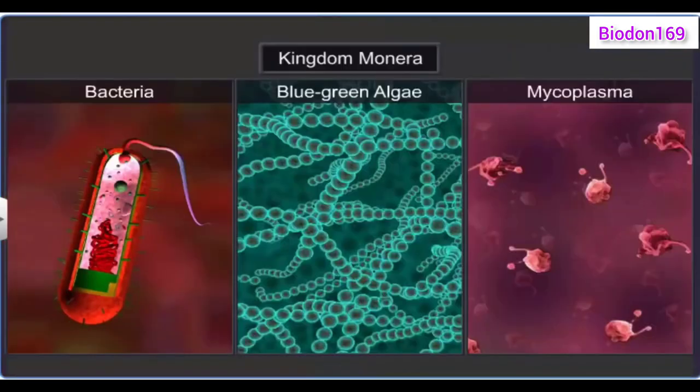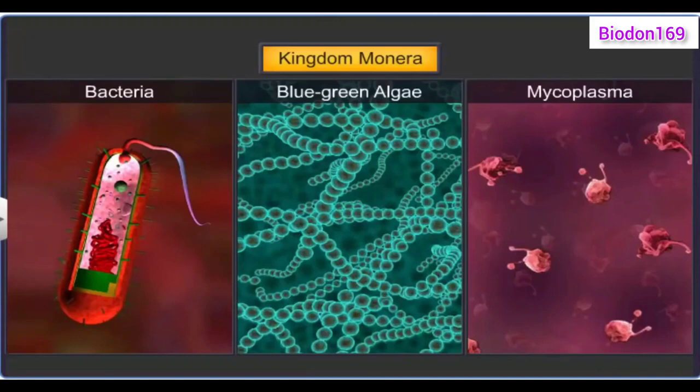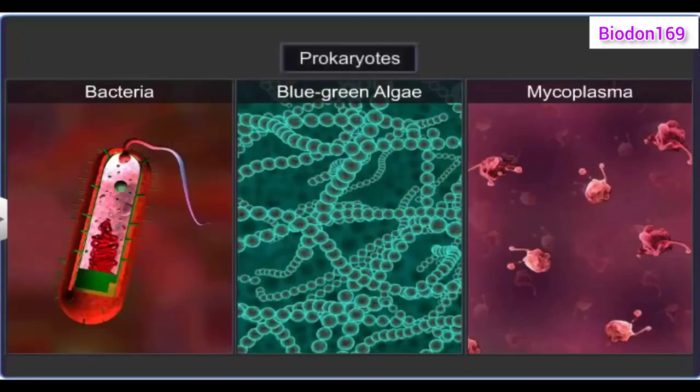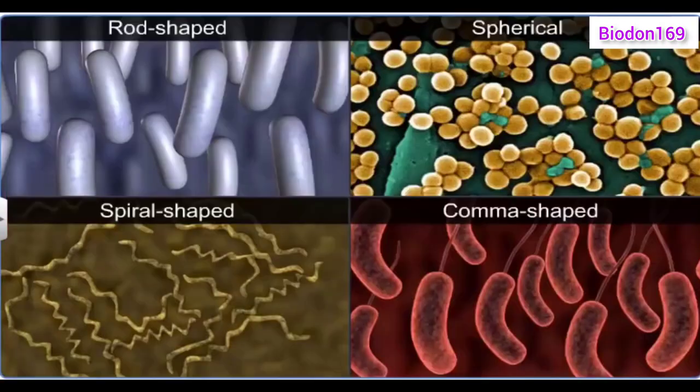All members of kingdom Monera, including bacteria, blue-green algae, and pleuropneumonia-like organisms or mycoplasma, are prokaryotes. And they can be rod-shaped, spherical, spiral-shaped, or comma-shaped.